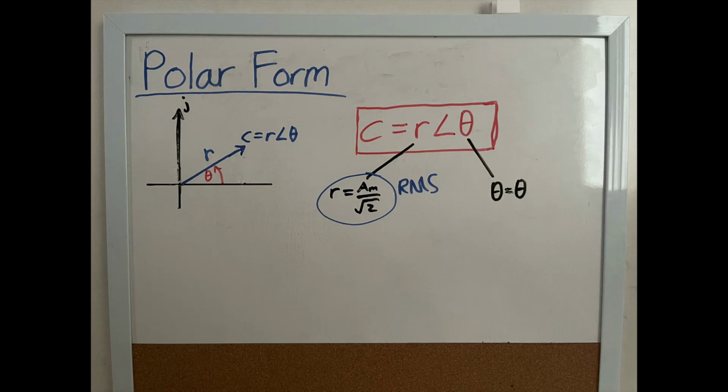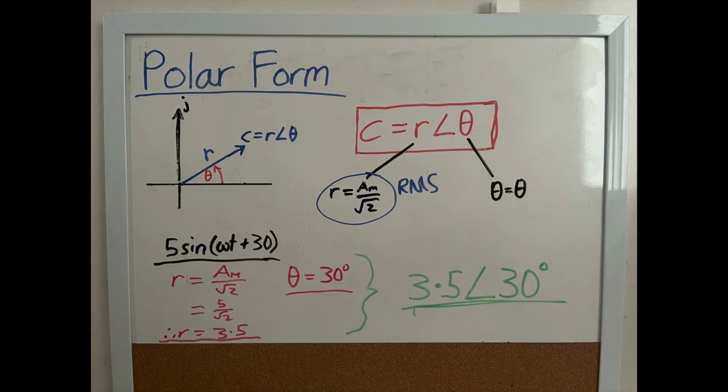And the value of theta in degrees remains the same and is given by the value of theta from the sine wave equation. Using this example, we can see that the magnitude r will be equal to 5 over root 2, giving it a value of 3.5, and the theta will simply be 30 degrees to give a value in polar form of 3.5 angle 30.